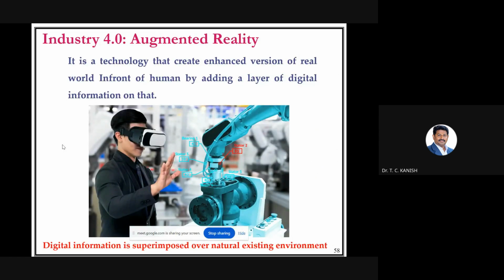Next, augmented reality. We discussed virtual reality and augmented reality. In augmented reality, the digital information is superimposed on the natural environment. For example, in some movies you would have seen a thief looking at people and gold ornaments, and the amount is tagged on them. Here also, the operations you have to do next will be displayed, like in this picture.